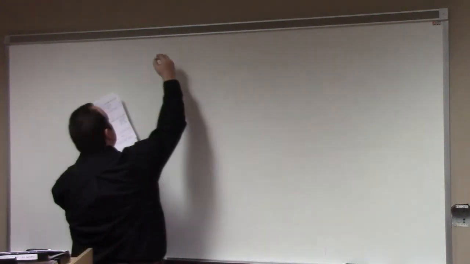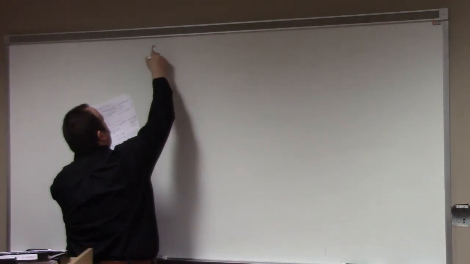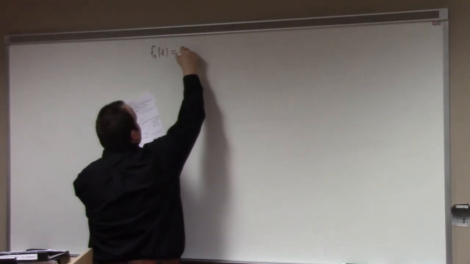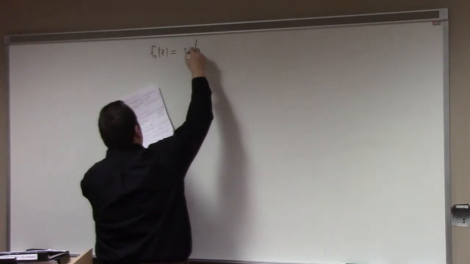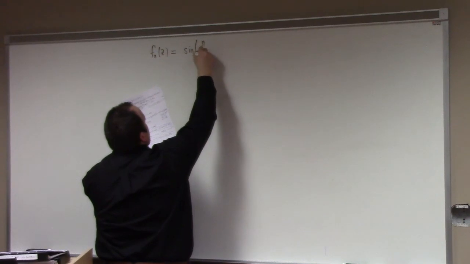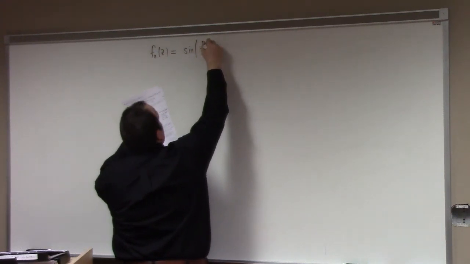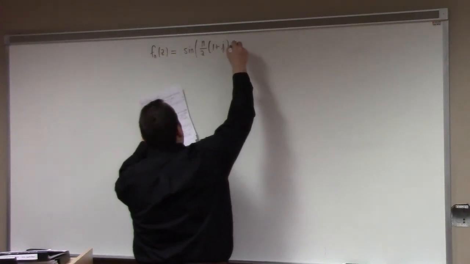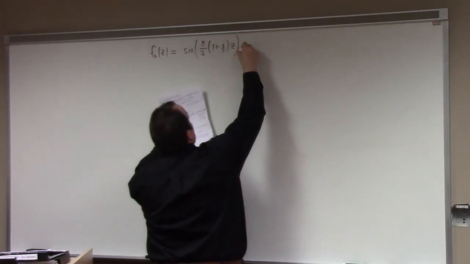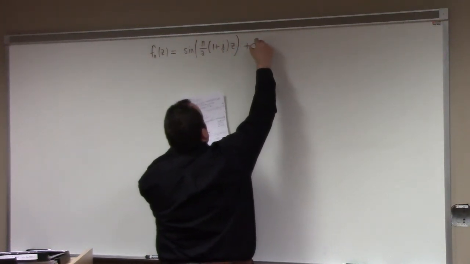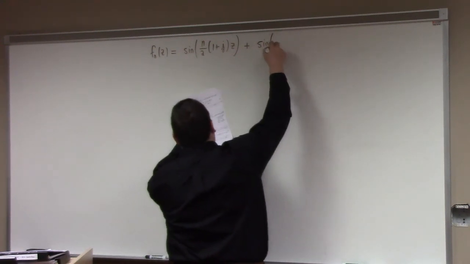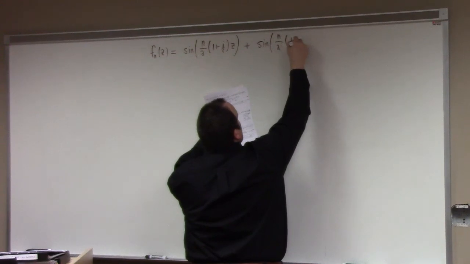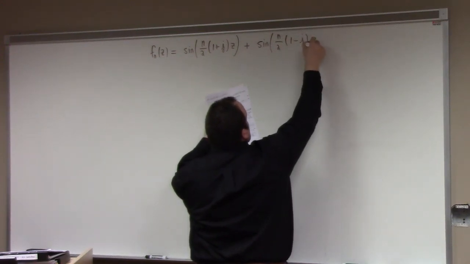Here's a function. f_n of z equal to sine of n divided by 2, 1 plus j times z, plus the sine of n divided by 2, 1 minus j times z.